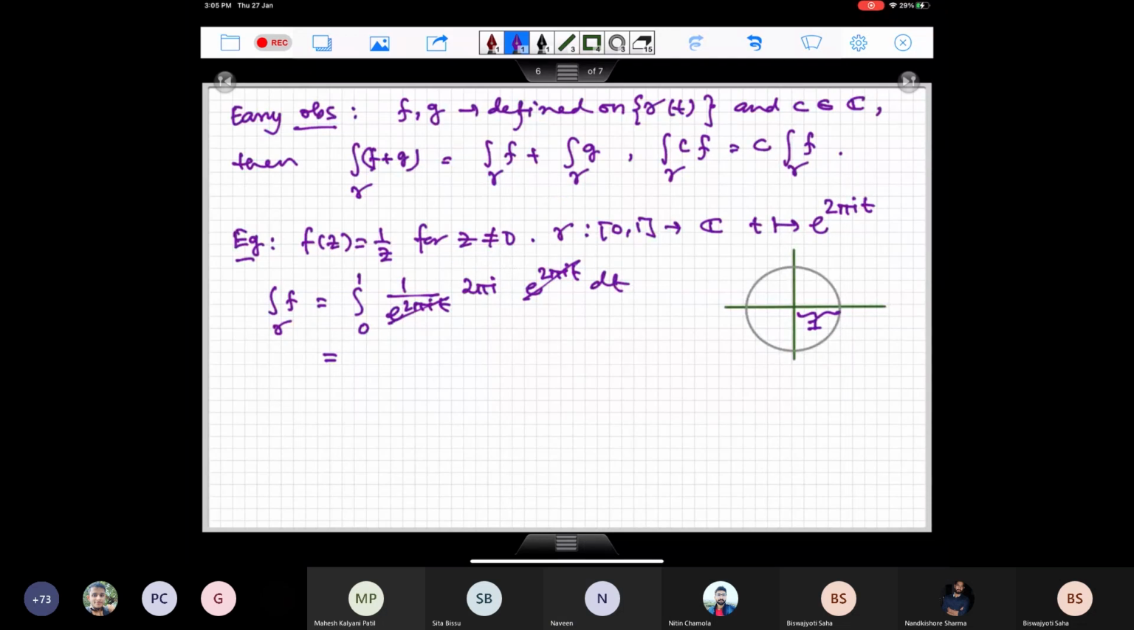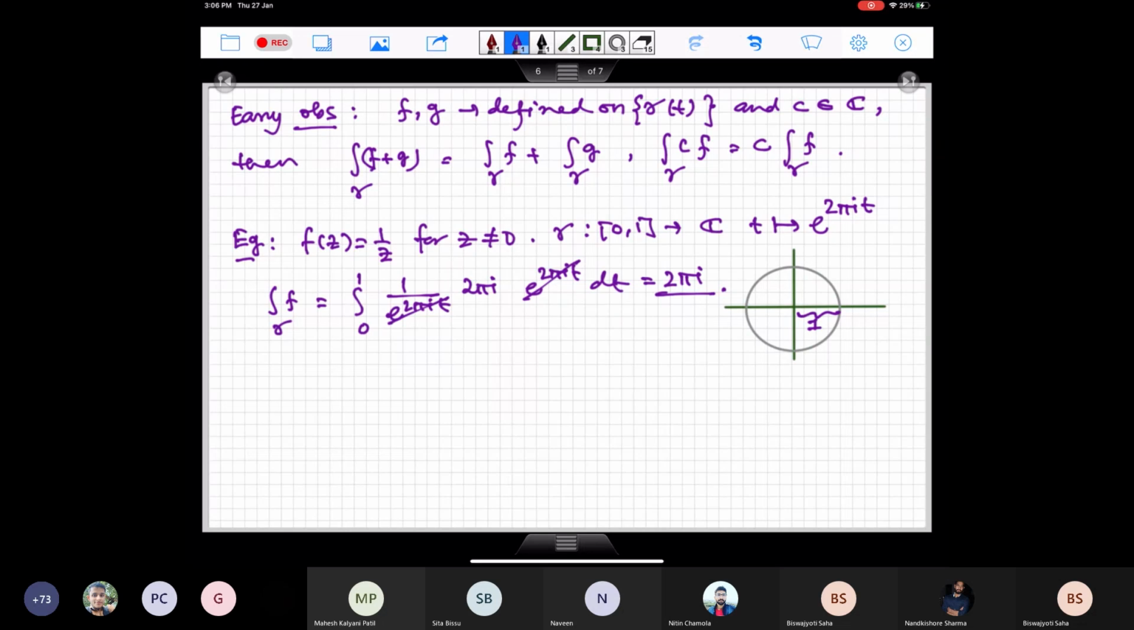So the integral from 0 to 1 of 2 pi i dt. Okay, so 2 pi i is just a scalar. I'm going to take it out, and this is just a real integral. As I said, we had that real Riemann-Stieltjes integral, and then we effectively came to the Riemann integral. Now I have to integrate 2 pi i over t from 0 to 1. So I am going to get 2 pi i. Clear? Is it clear? Yes, this is very simple. Okay, fine. Now let's do another one.